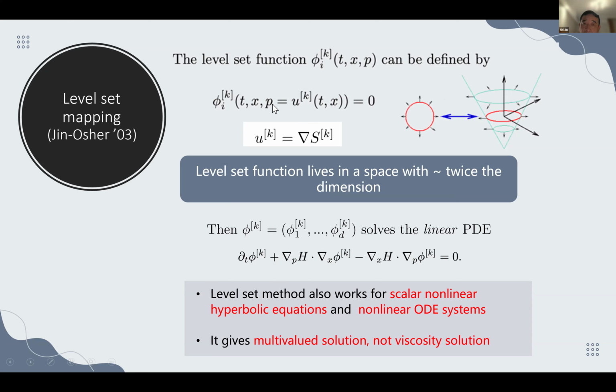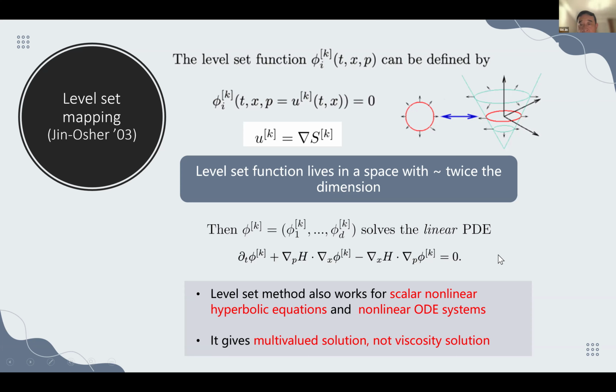So for Hamilton-Jacobi, u is just the gradient vector. So u or p has the exact same dimension as x, which means we double the dimension of the problem. This high dimensional cone on this graph is phi. If you find where it's 0, that gives you u. So the 0 level curve of phi defines u. And it is a matter of simple calculus to show that if S solves the Hamilton-Jacobi equation, then this phi actually solves this linear PDE. It's actually a well-known Liouville equation.